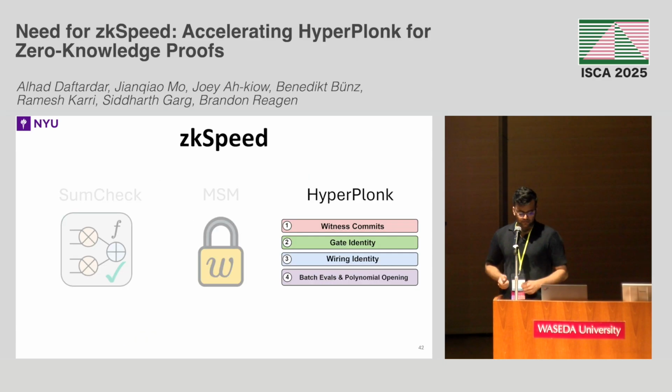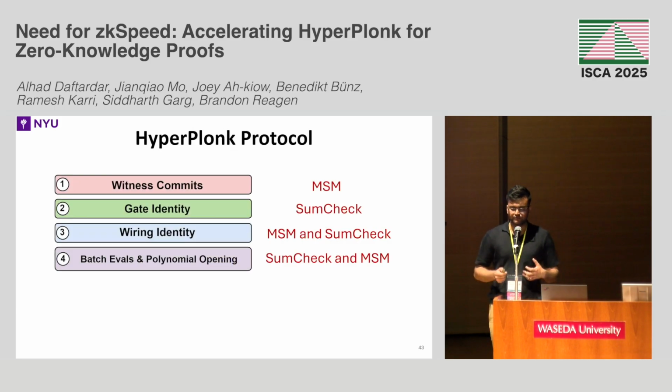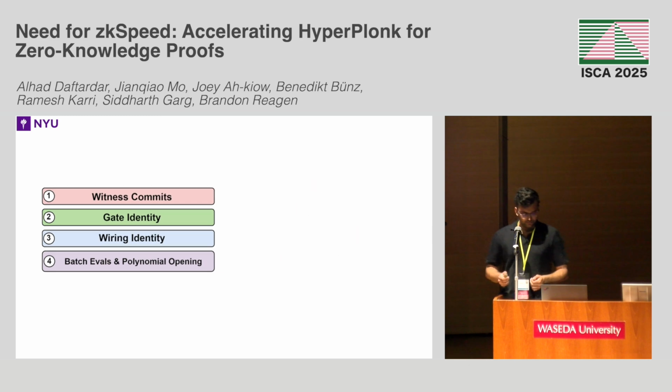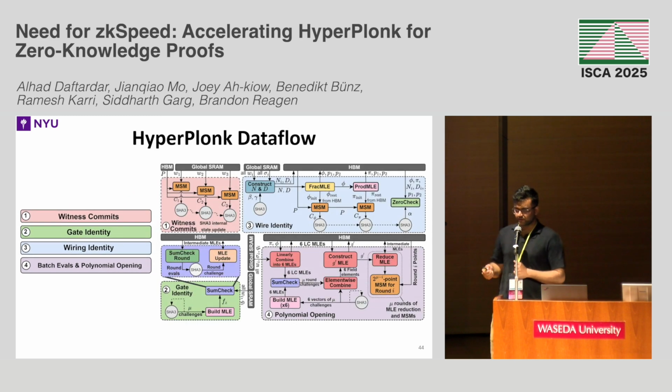So now I'll quickly talk about the HyperPlonk protocol. HyperPlonk's protocol involves four main steps that must be executed in series. At a high level, this involves basically MSMs and SumChecks. So this is what the actual data flow looks like. This is very, very complicated, and it poses many challenges.